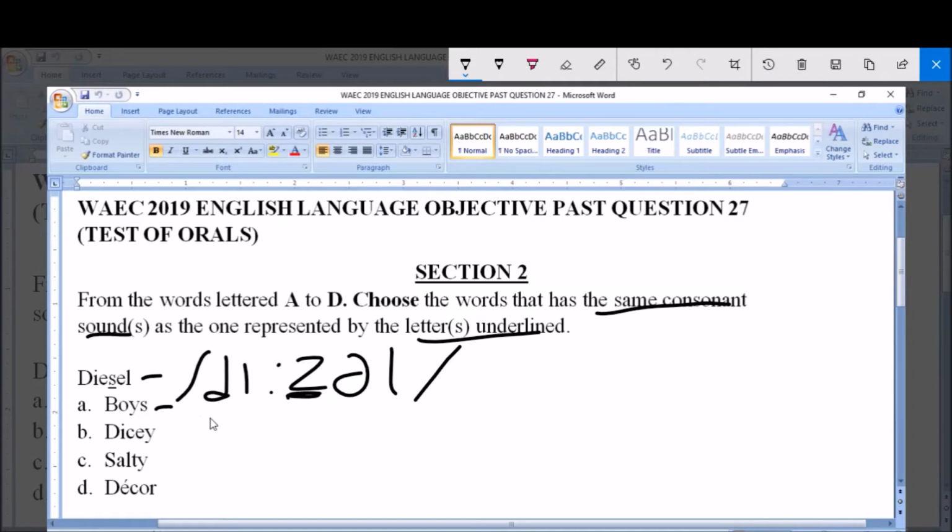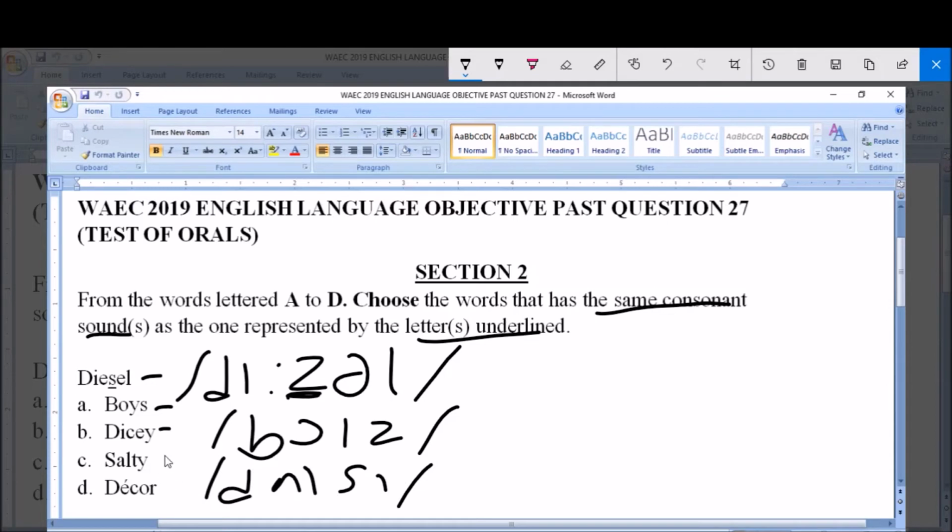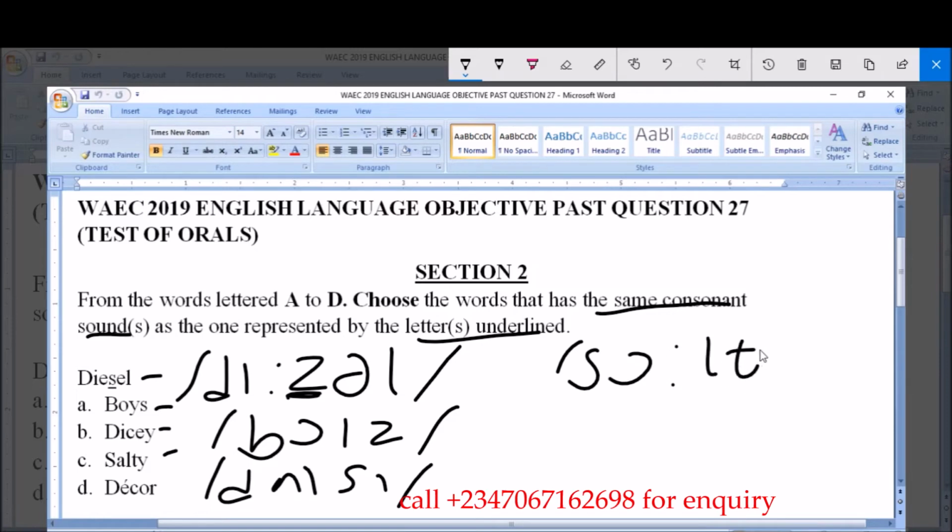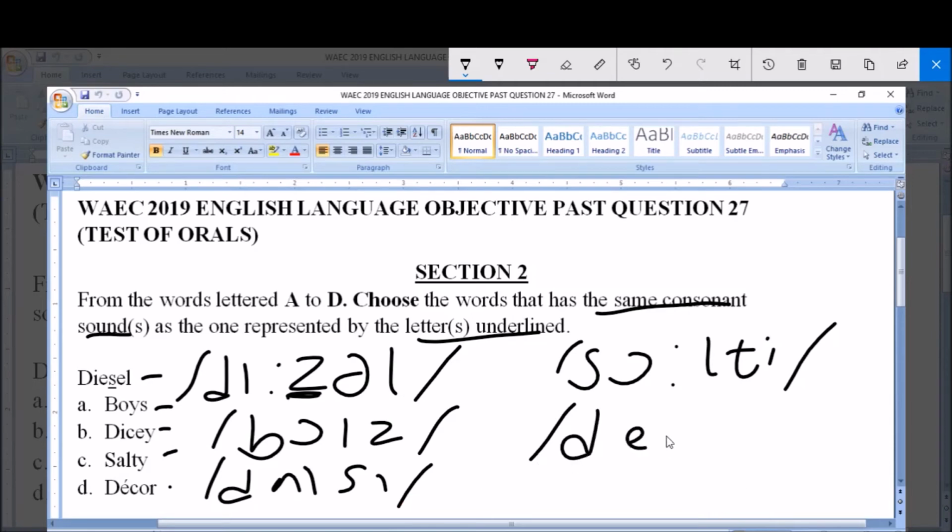So option A, boys, is transcribed this way. Option B, dicey, is transcribed this way. Option C, salty, is transcribed this way. And option D, decor, is transcribed this way. Decor.